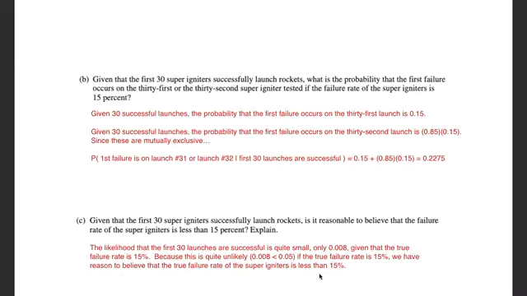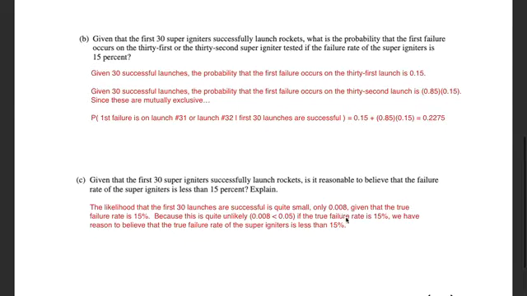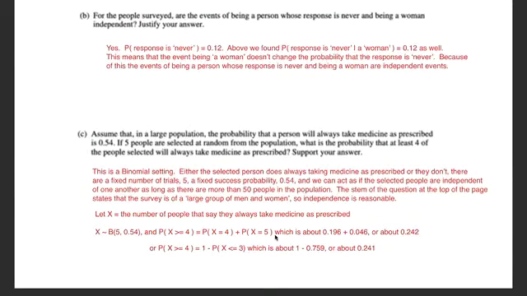This event, that the first 30 launches are successful, is based on an assumption that the true failure rate is 15%. Well, if that's true, the first 30 launches being successful isn't likely to happen. So that gives us reason to question that assumption. That means we have reason to believe that maybe the real failure rate is less than 15%. So going on to the next question then.